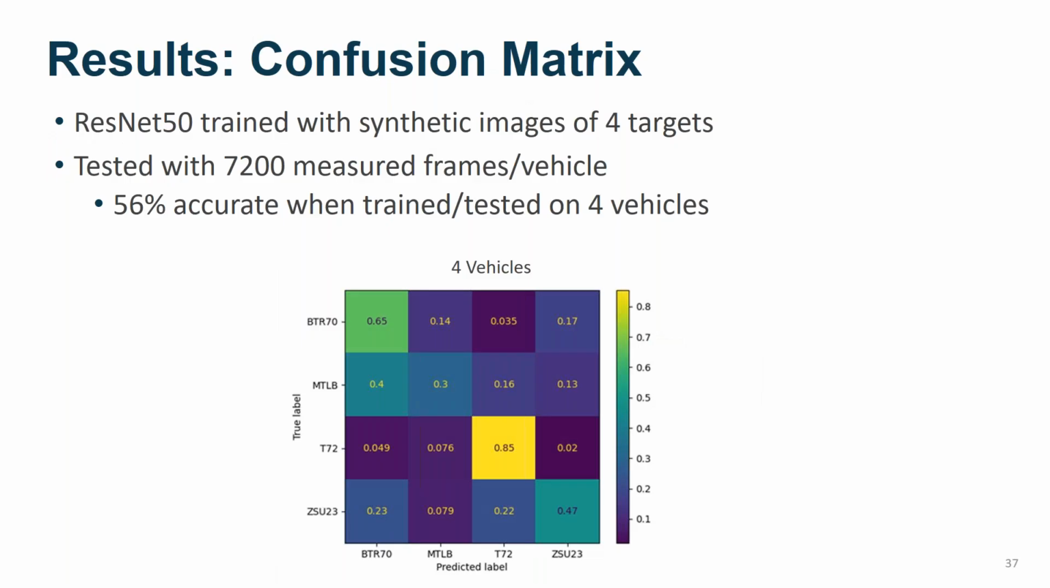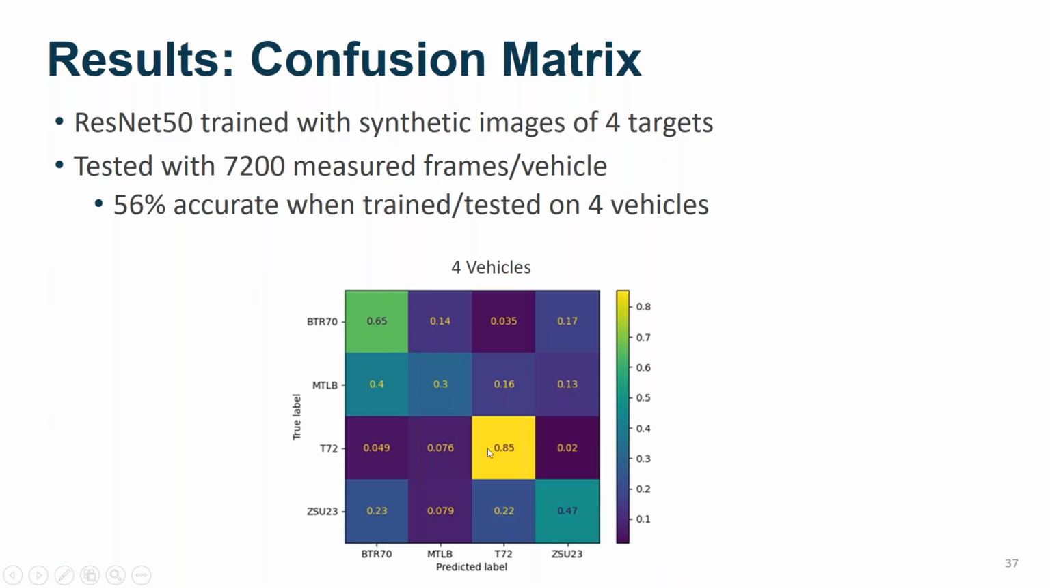So some results. We started with 4 of the targets. Like I said before, we used a ResNet 50. We trained the algorithm with all synthetic data, and then we tested that algorithm with measured imagery. So the ResNet was trained with synthetic, tested with measured, and in this case, we're testing with all 7,200 images per vehicle. You can see the overall accuracy here is 56%.